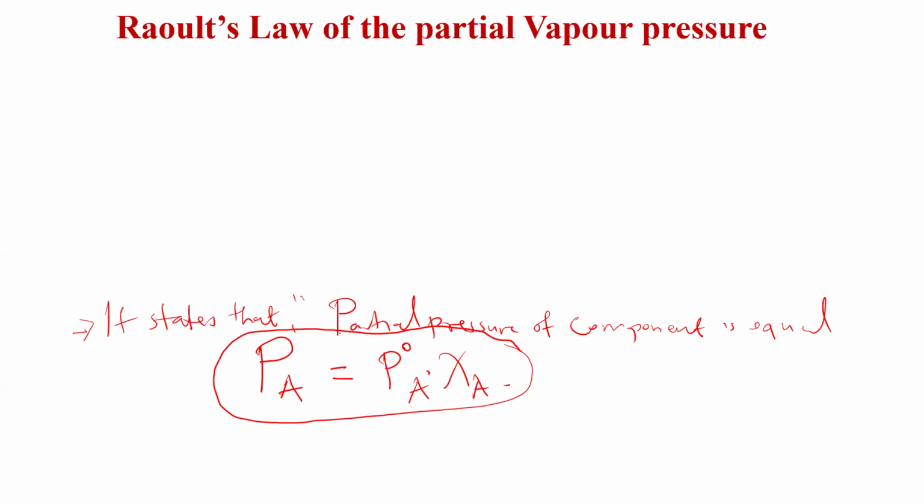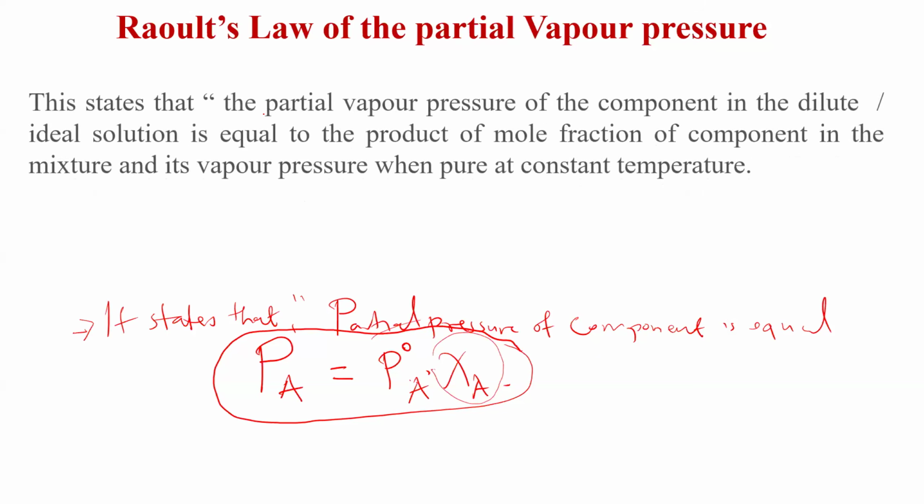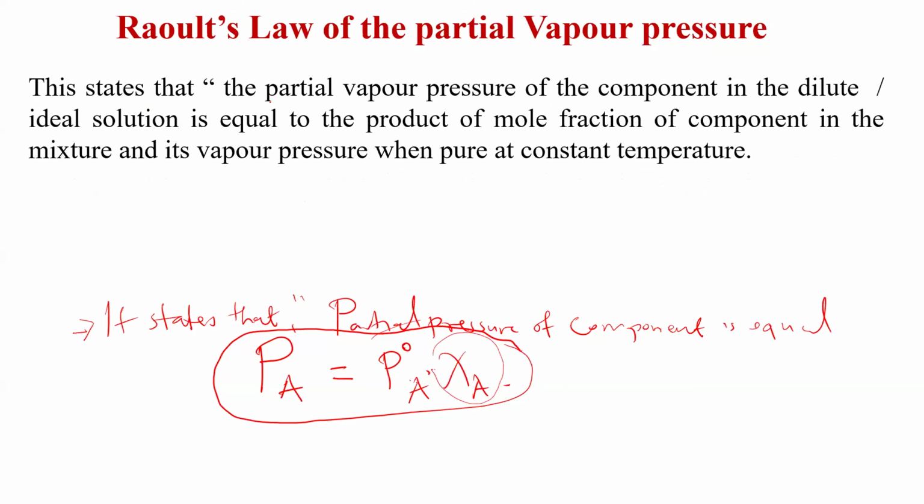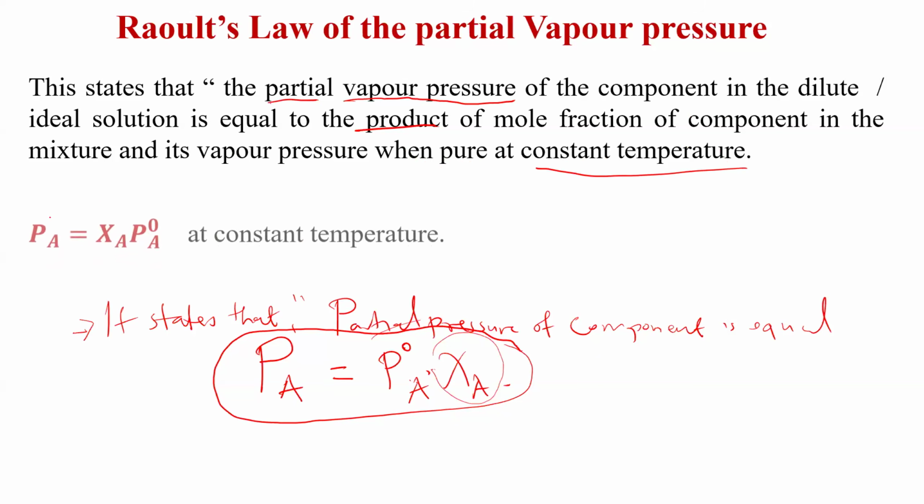It says that the partial vapor pressure of a component in a dilute solution is equal to the product of the vapor pressure of the component in its pure state times the mole fraction. And that is what you call Raoult's law. Maybe if I can just put for us the one I have here. This states that the partial vapor pressure of a component in a dilute or ideal solution is equal to the product of the mole fraction of the component in the mixture and its vapor pressure when pure, at a constant temperature. It should be at a constant temperature.